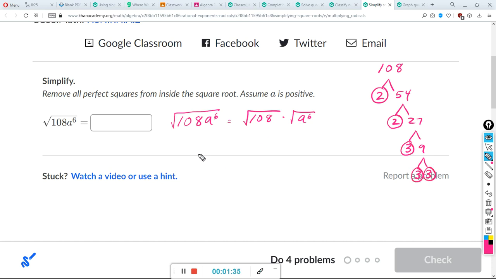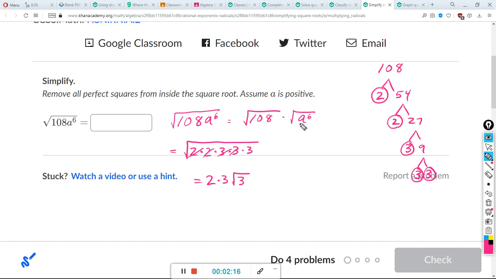Alright, so in place of 108, I'm going to do the square root of 2 times 2 times 3 times 3 times 3. Every time it's the same number times itself, you can factor it out. So the square root of 2 times 2 is just 2. The square root of 3 times 3 is just 3. And we're left with a square root of 3.